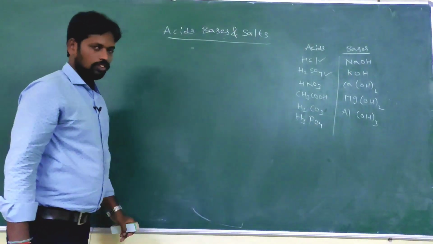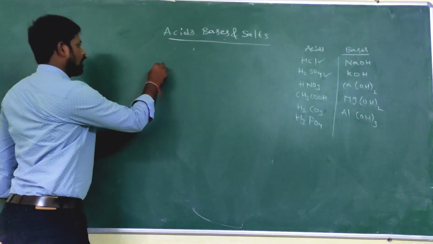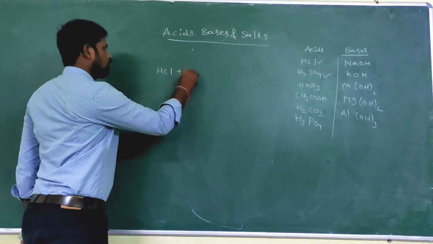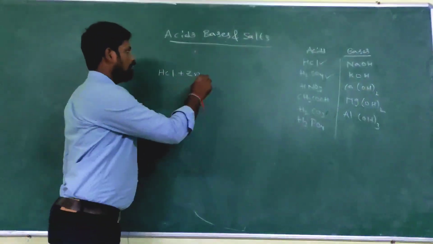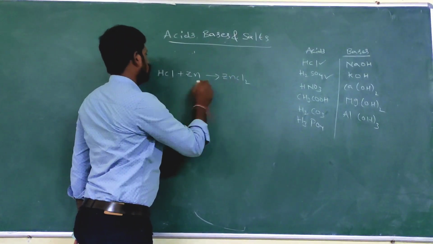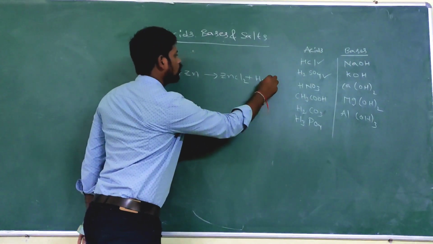Now the most important question, 4 marks: acid reacts with metal. HCl acid reacts with the metal Zn. Zinc granules are the metal, and it converts into ZnCl2 and releases hydrogen gas.